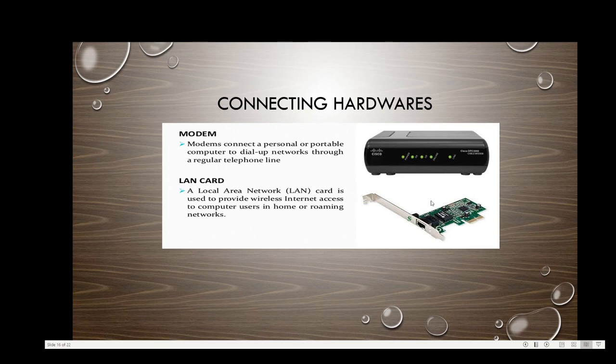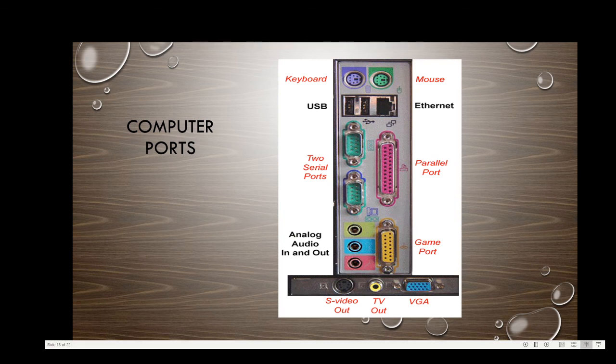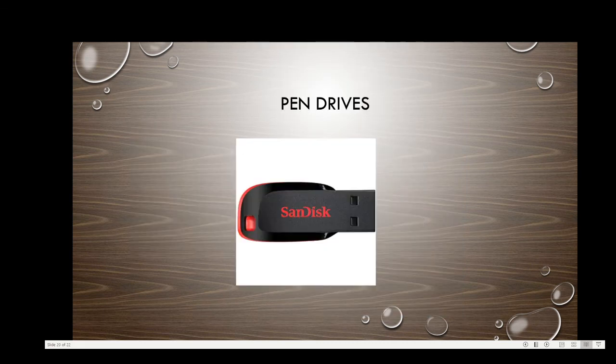All right. Then comes storage hardwares, where data is stored. First we have the hard disk, then comes floppy disk, and floppy disks are not in use now. CDs again, these floppy disks and CD-ROMs are completely outdated. They were completely replaced by the USBs. USBs, we do call it pen drives. So pen drives replaced all the other storage devices.